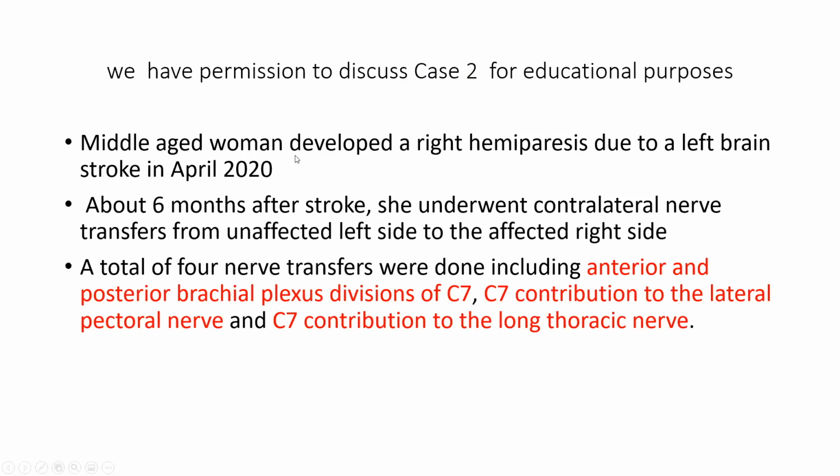In case 2, we have a middle-aged woman who developed a right hemiparesis due to a left brain stroke in April of 2020. About 6 months after stroke, she underwent contralateral nerve transfers from the unaffected left side to the affected right side. So this is the first case in Philadelphia, and she was then referred to Dr. Chow for rehabilitation, and that's how we got to know this lady. But this is the first case in Philadelphia, and I think the first American case overall.